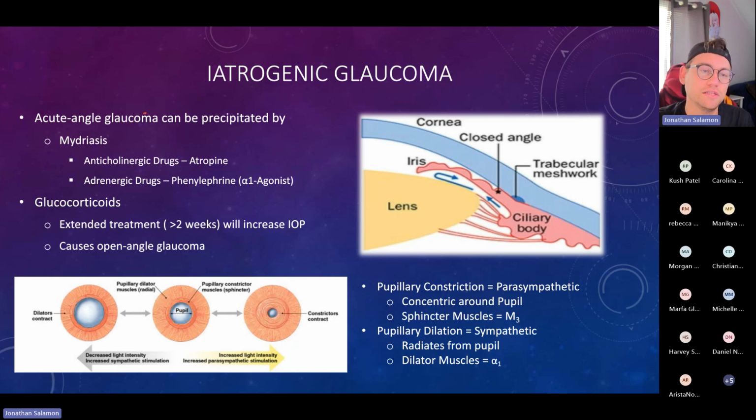Yep. So back to the iatrogenic thing, right? Super high yield. Please know this. If you give them any of the ephrins, an alpha-1 agonist, you can precipitate this. If you give them atropine, you can precipitate this. Very high yield.